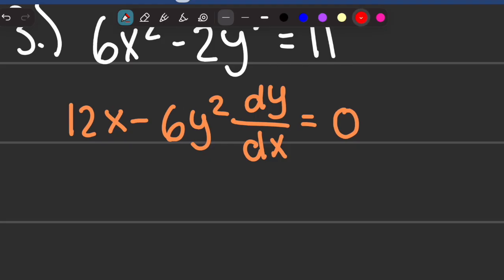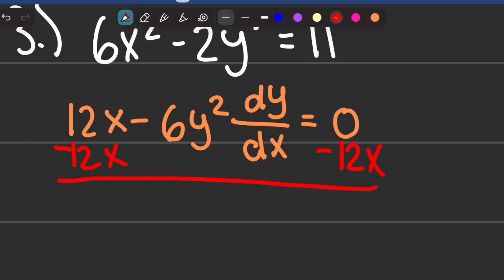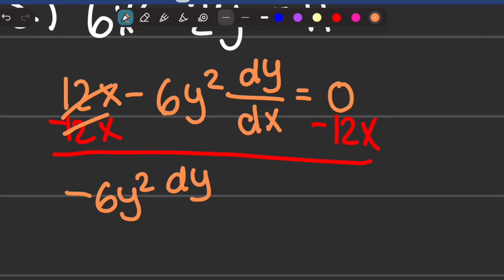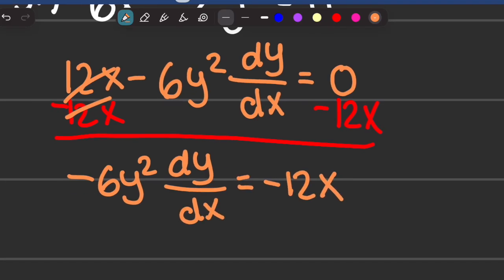So we can start off by moving 12x over to the right, because we are trying to isolate dy over dx. So anything that doesn't have a dy over dx, we want to move over to the other side because we don't need it. So those cancel. 6y squared dy over dx is equal to negative 12x. And now we can divide both sides by our coefficient, so we can get dy over dx by itself.